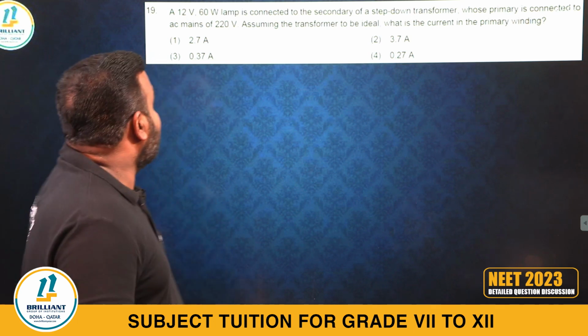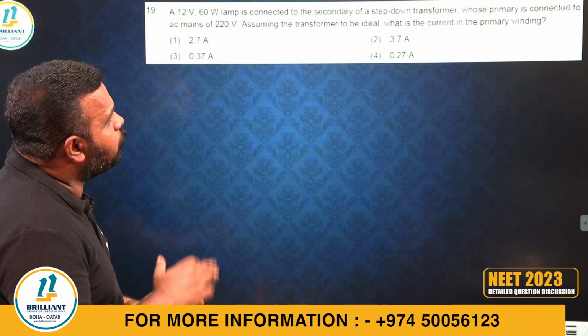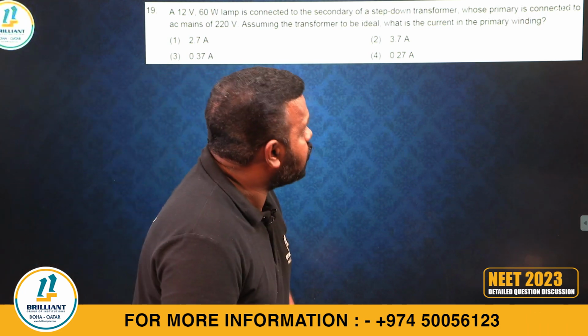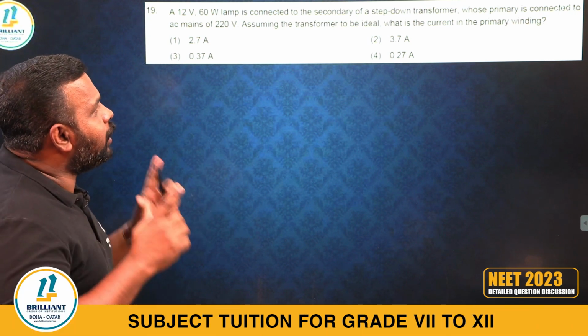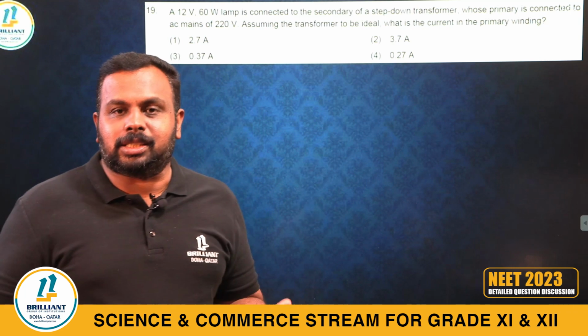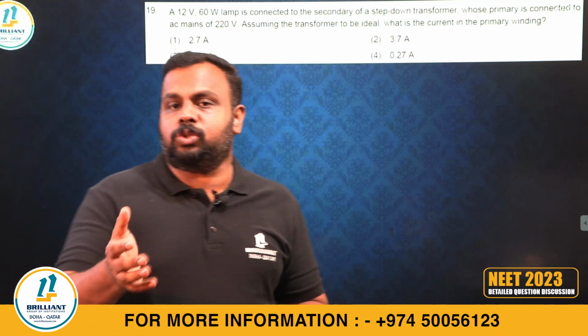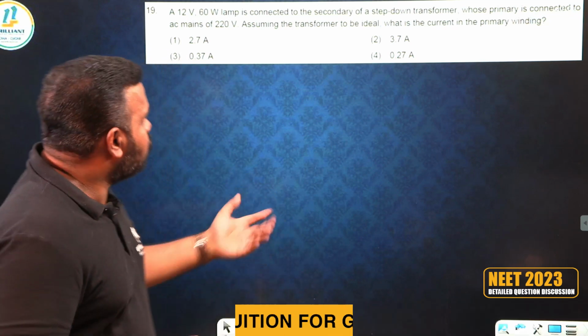Question number 19. Look at this. A 12 volt 60 watt lamp is connected to the secondary of a step down transformer whose primary is connected to AC mains of 220 volt. Assuming the transformer to be ideal, what is the current in the primary winding? Ideal transformer. What is the meaning of ideal transformer? There is no power loss, right? Ideal transformer means input power is equal to output power. So this is a very easy question.